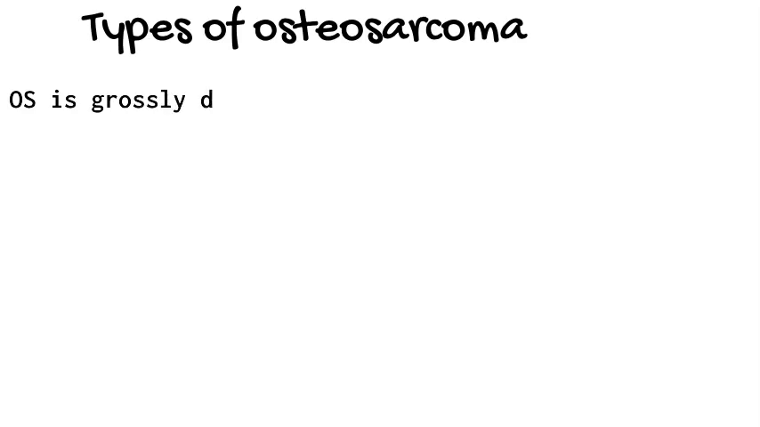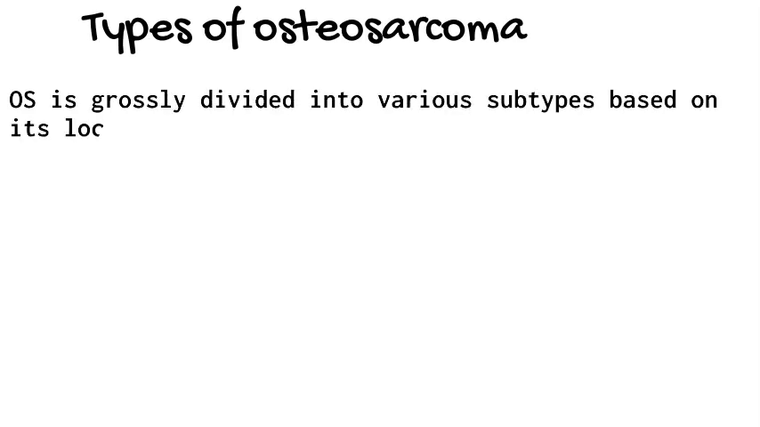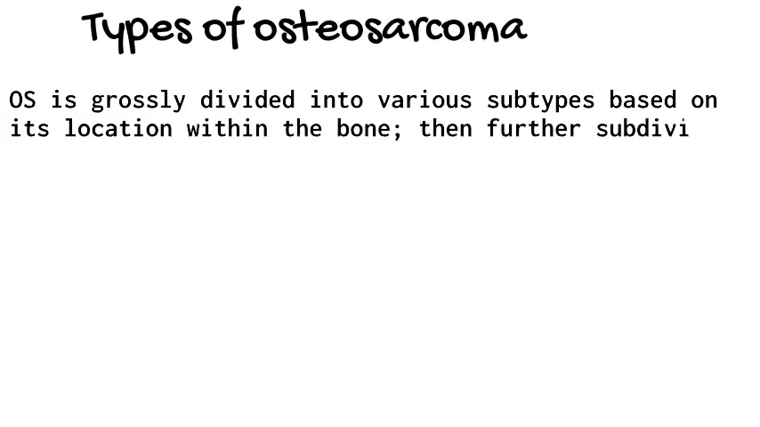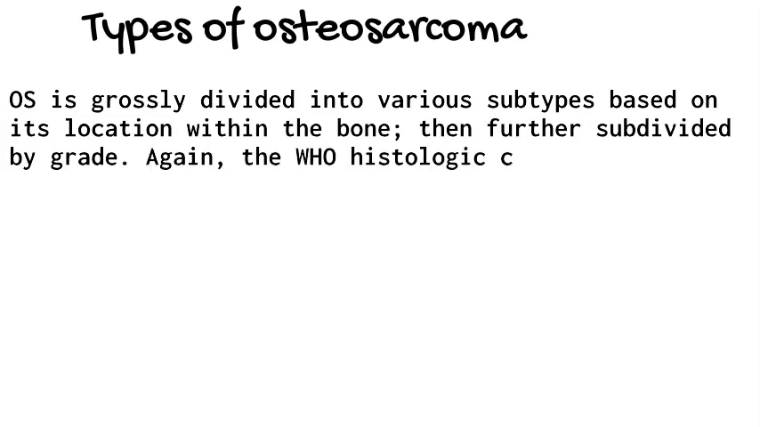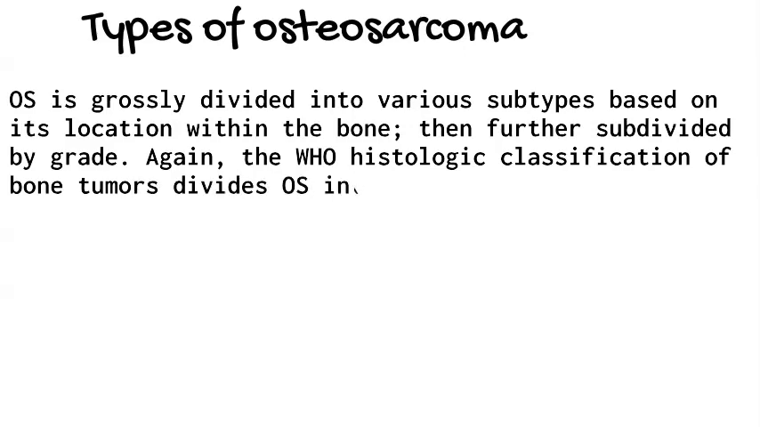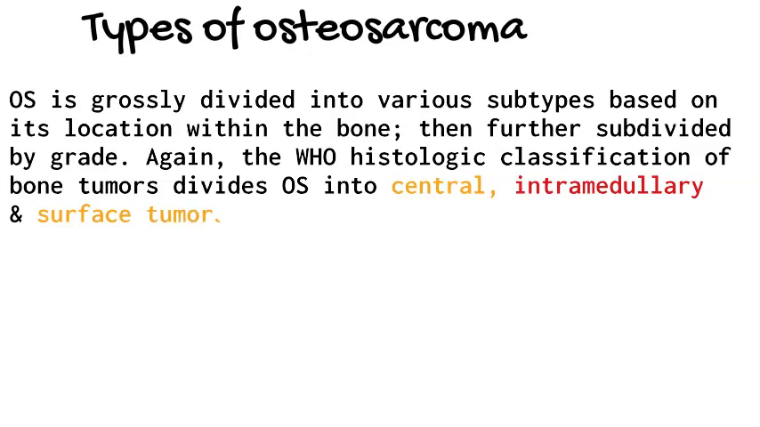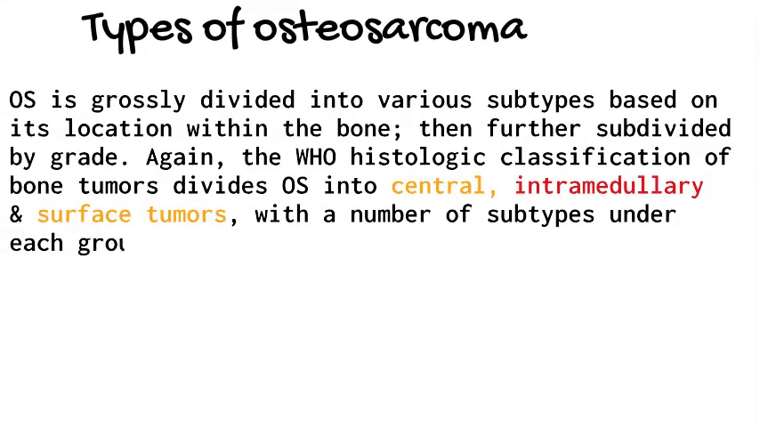The types of osteosarcoma. Osteosarcoma is grossly divided into various subtypes based on its location within the bone, then further subdivided by grade. Again, the WHO histologic classification of bone tumors divides osteosarcoma into central, intramedullary, and surface tumors with a number of subtypes under each group.